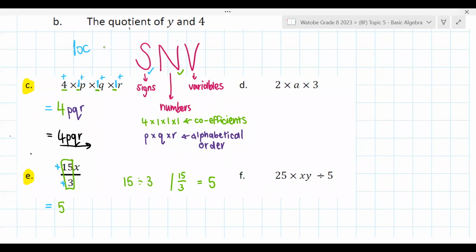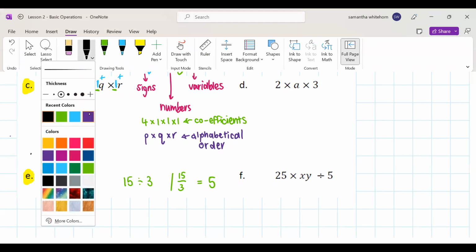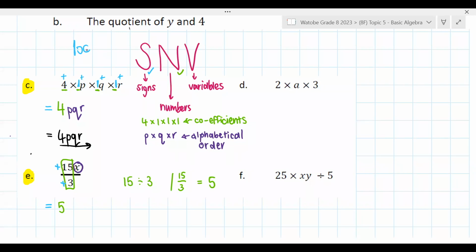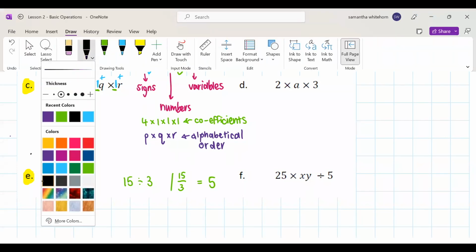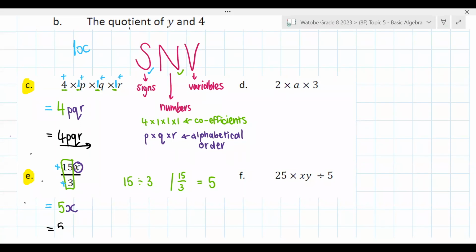Then I deal with my variables. Now, unfortunately, shame, the only variable I have here is this little x all by itself. And so because there isn't anything I can do with the x, it just becomes 5x. And so my final simplified answer here is 5x.